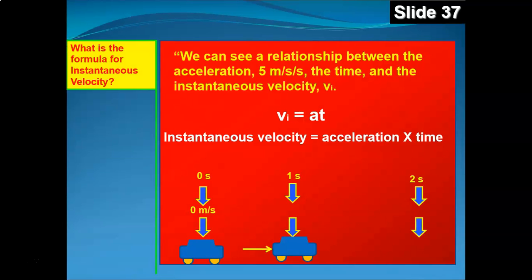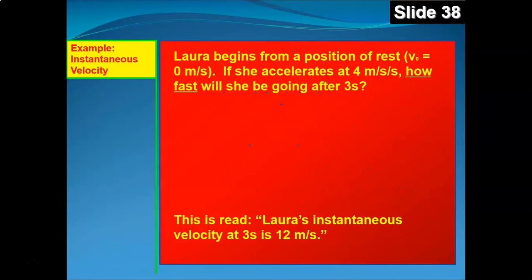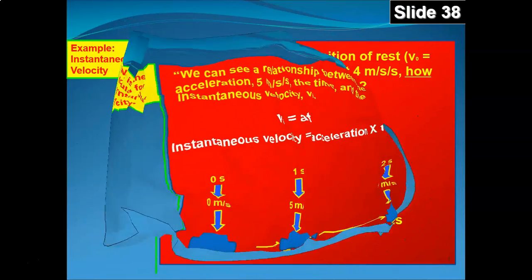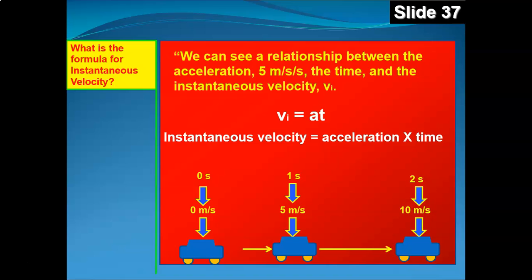Okay, so we can see the relationship between acceleration, 5 meters per second, the time, and the instantaneous velocity. If we put all of these numbers back that we had in the earlier example, you see that the velocity at any moment in time is the acceleration, which is 5 meters per second, times the time at that moment.